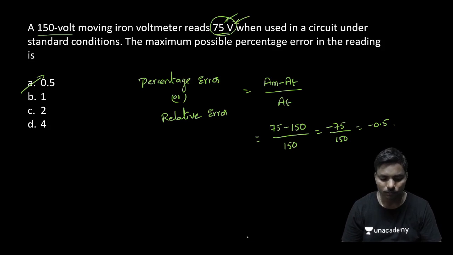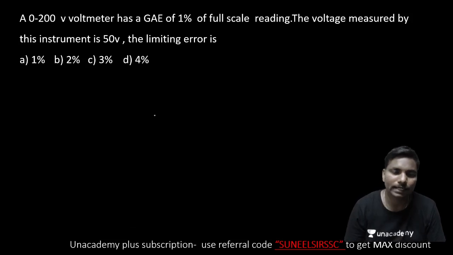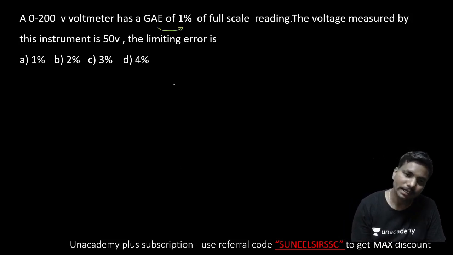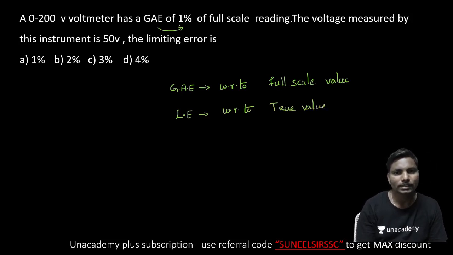Okay, coming to the next one. A 0 to 200 volt voltmeter has guaranteed accuracy error of 1% of full scale reading. I have already given this now. Guaranteed accuracy error is always with respect to full scale value, and limiting error is with respect to true value. So here, 1% of full scale reading.